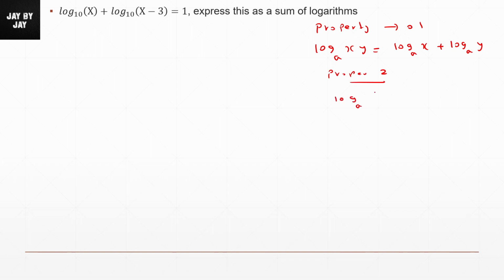What is property number 2? Log a to the x divided by y, we can write down as the subtraction: log a to the x minus log a to the y. What is property number 3? Property number 3 is the power one: log a to the x to the p equals p, you can take it out in front of the logarithm, p log a to the x. These are the main three rules.